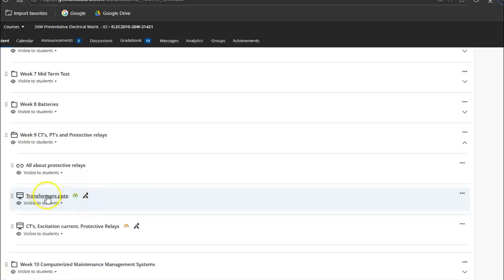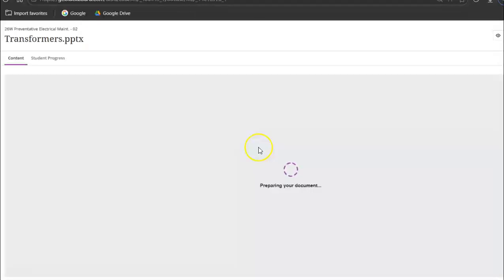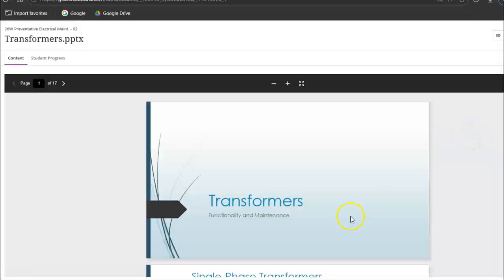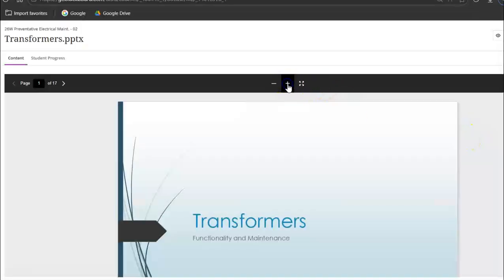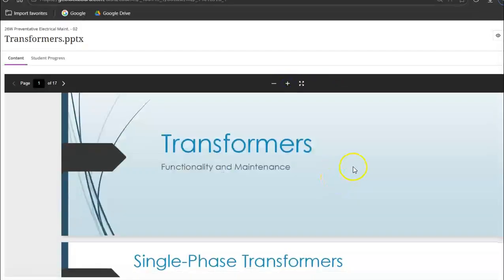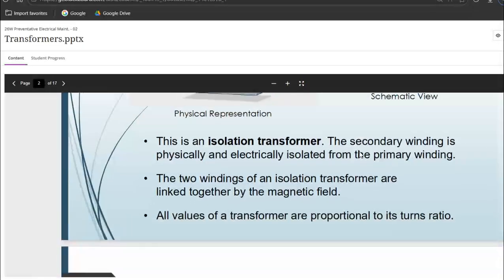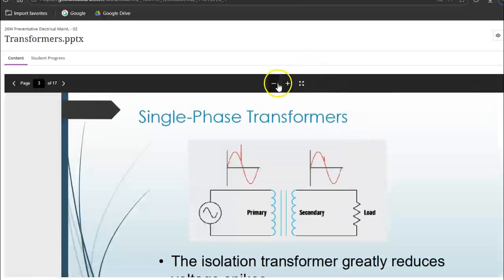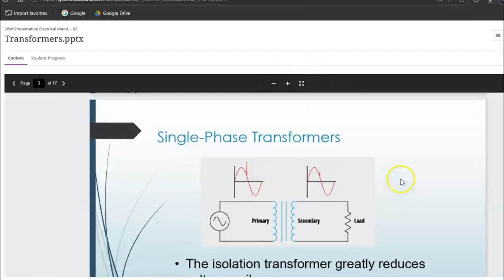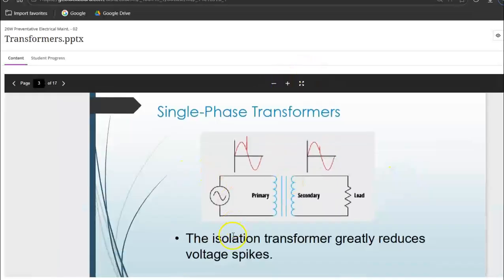So the last part I wanted to cover was a quick review on transformers. Now, most of this is not worth going through. You know it very well, how a transformer works. But there's a couple of things that you can pick up: isolation transformers, or transformers in general, greatly reduce high frequency and voltage spikes coming through.